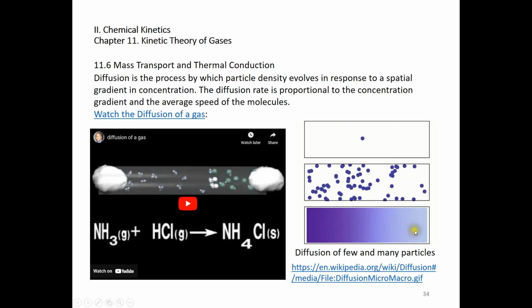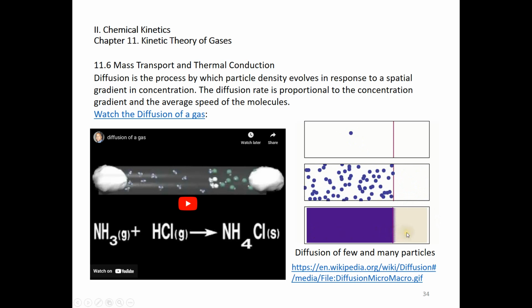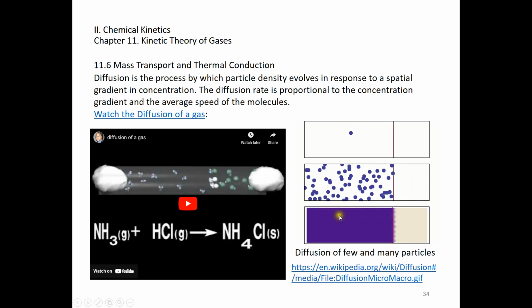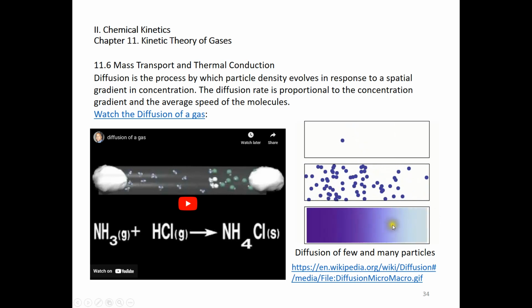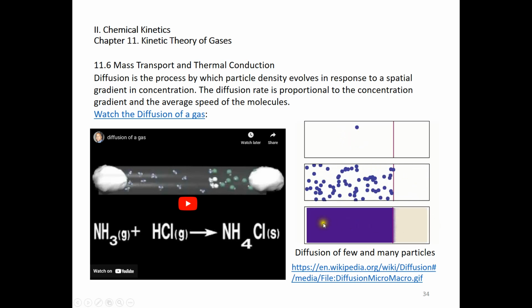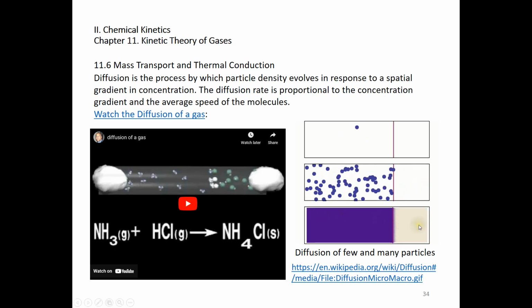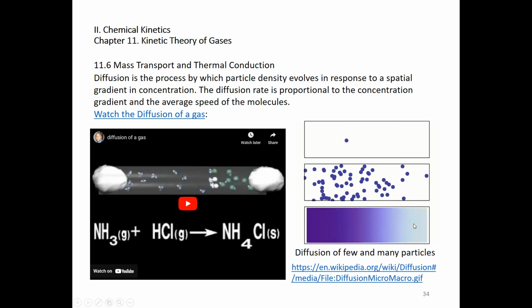And over here we see a more continuous spectrum of the number density. At the beginning we have a high density on the left, and gradually it diffuses to the right. In the end, the color is homogeneous, and that's the so-called equilibrium regarding the concentrations.